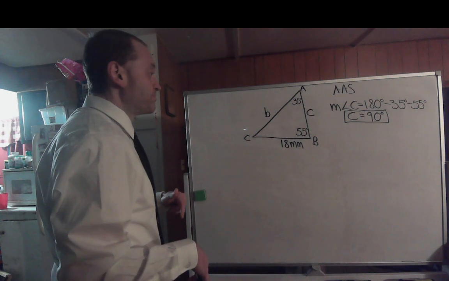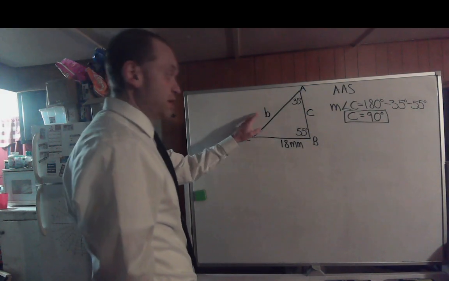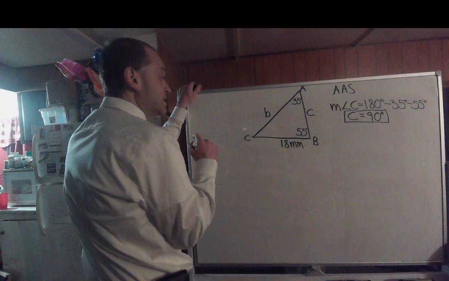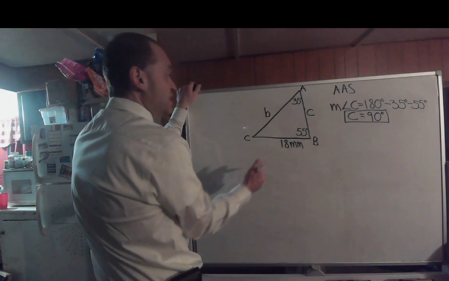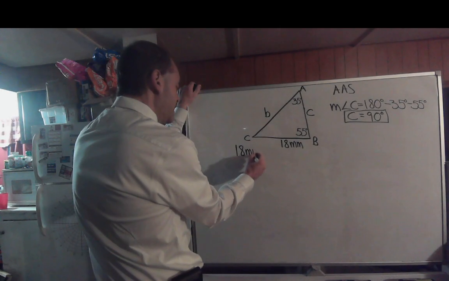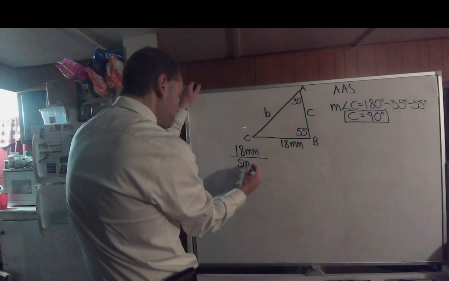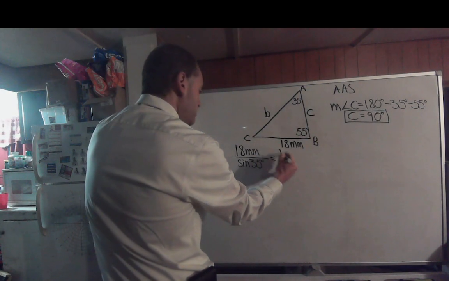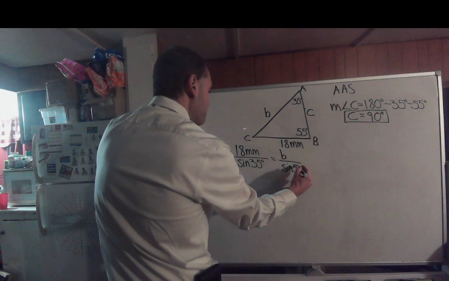Well, okay, we know side A. Let's go in alphabetical order and solve for side B. So let's take, of course, let's relate this to side A since we know the length of the side. So this would be that 18 millimeters for side A all over the sine of 35 degrees equals that side B over the sine of 55 degrees.